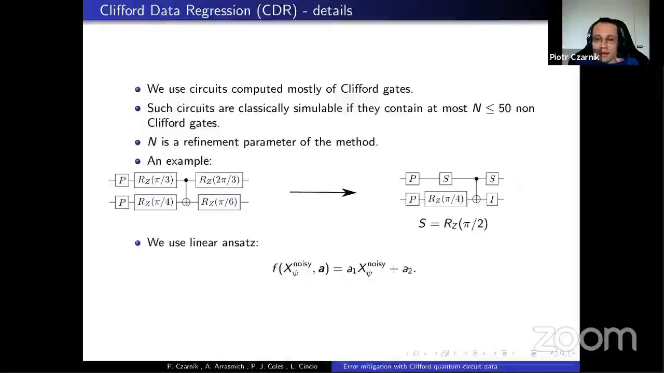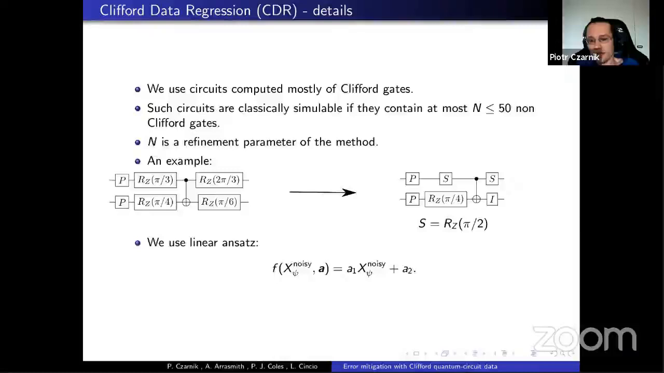So to construct an exemplary training circuit, we may want to replace some of these rotations by gates which are actually Clifford. It turns out that, for example, a rotation which is parametrized by an angle pi divided by 2 is a Clifford gate. So in this particular example, I just replace two of the rotations by this phase gate S and also one gate by the identity gate, which is also a Clifford gate. At the end of the day, I have a circuit which is composed mostly of Cliffords, and this circuit still resembles in structure the original circuit. So I hope that I will be able to learn something about noise from such a circuit.